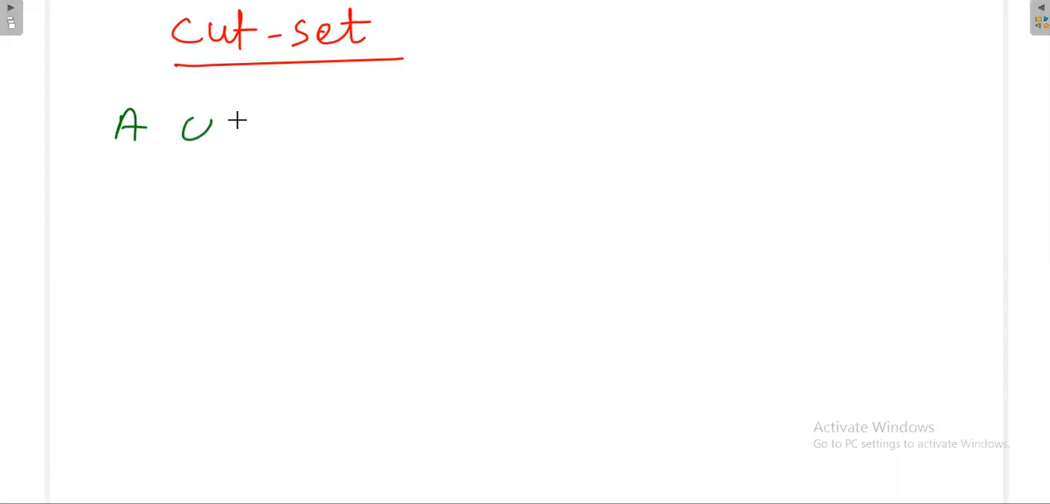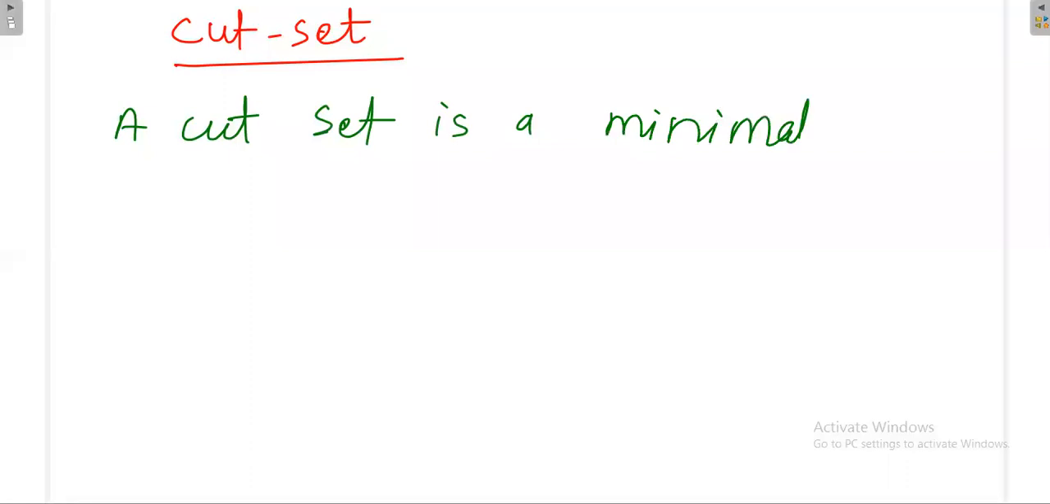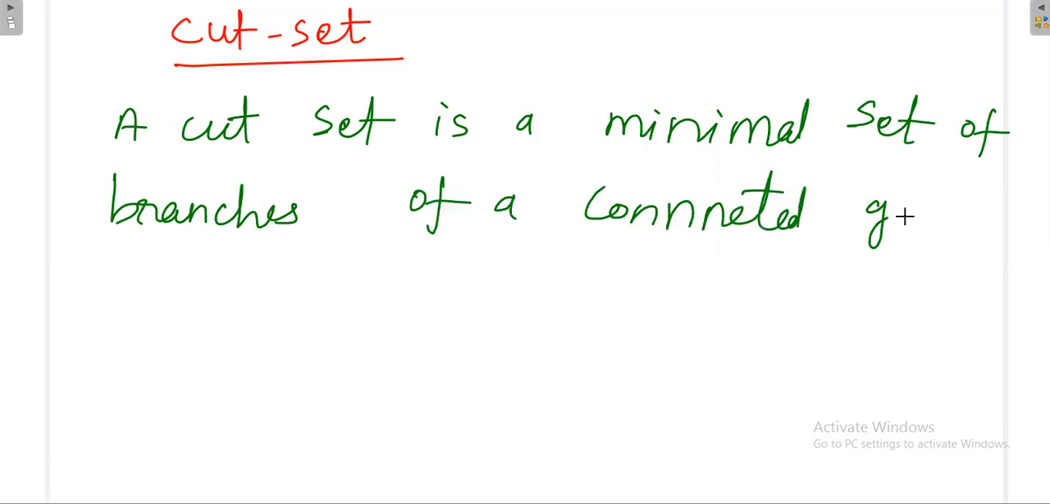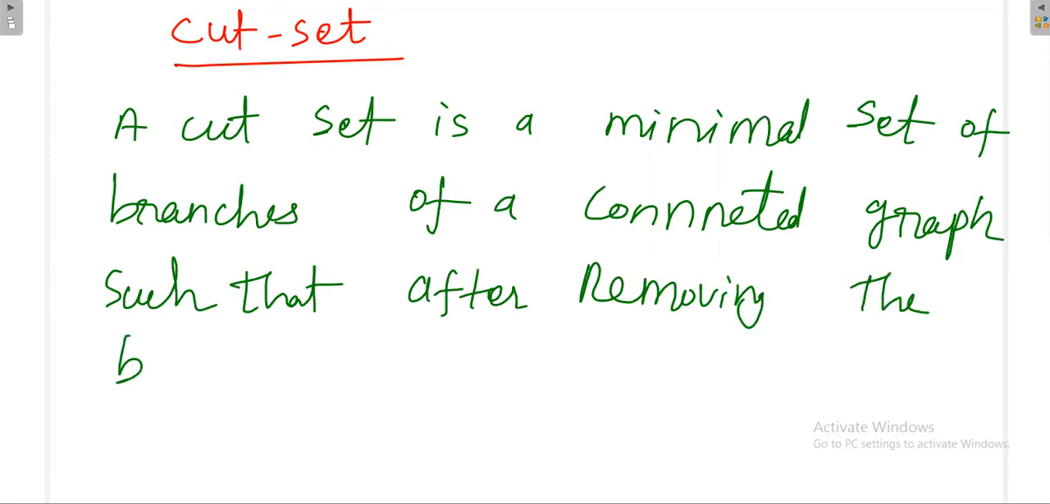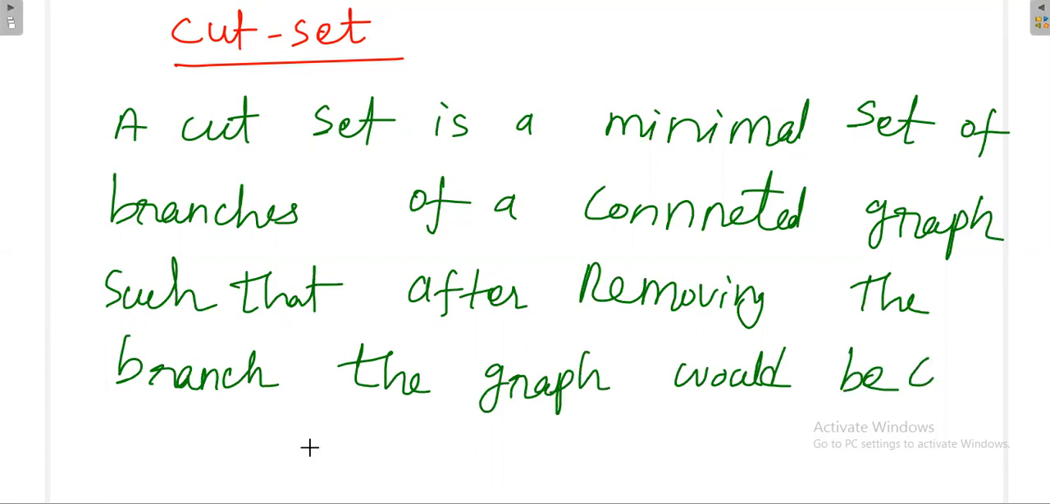A cut set is a minimal set of branches of a connected graph such that after removing the branches, the graph would be cut into exactly two parts. Exactly two parts.